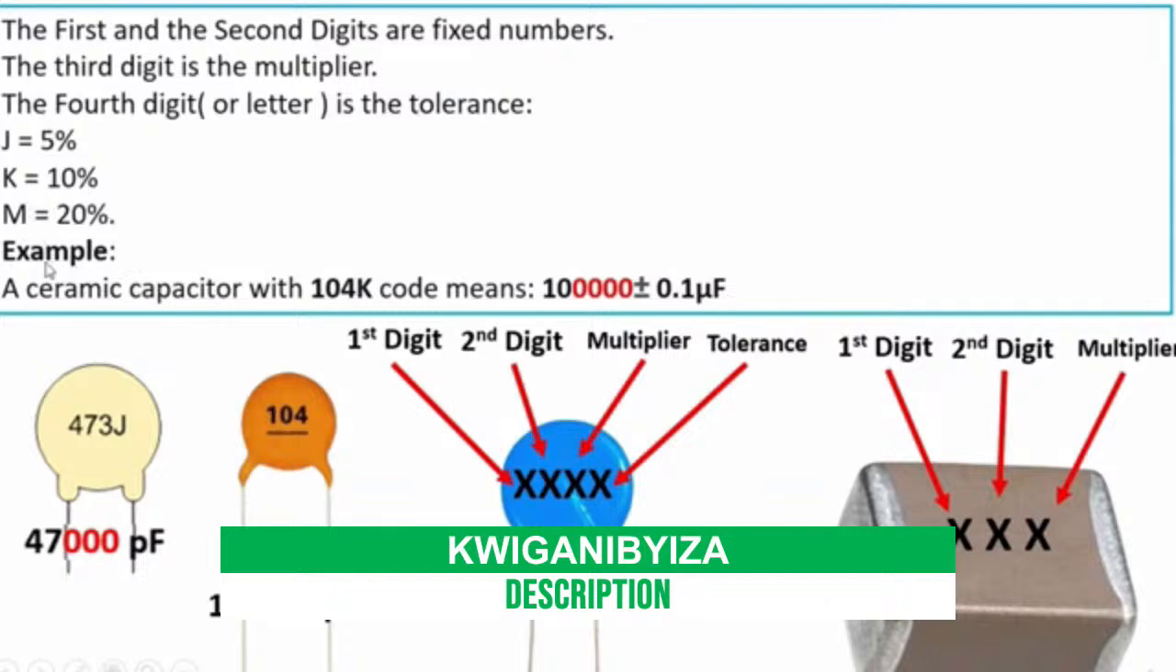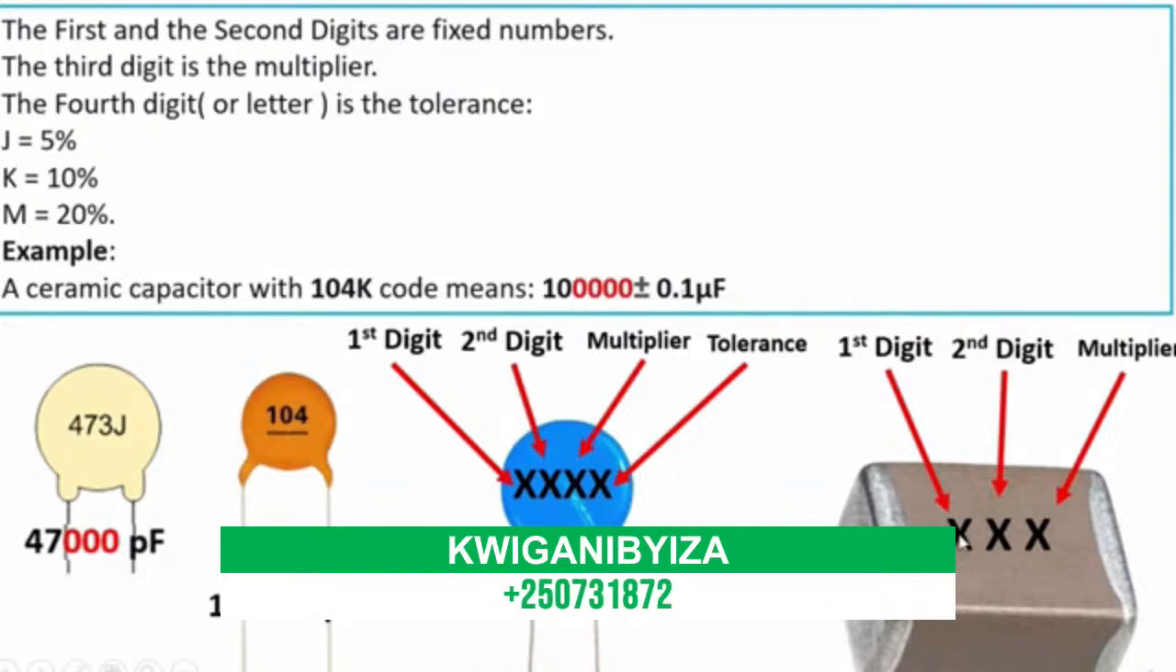Let's see an example. Let's say we have a ceramic capacitor with 104K. This code means 10 and 4 zeros, so plus or minus 0.1 microfarads. So 0.1 microfarad is the value, and the tolerance is K, so 10% of this number.